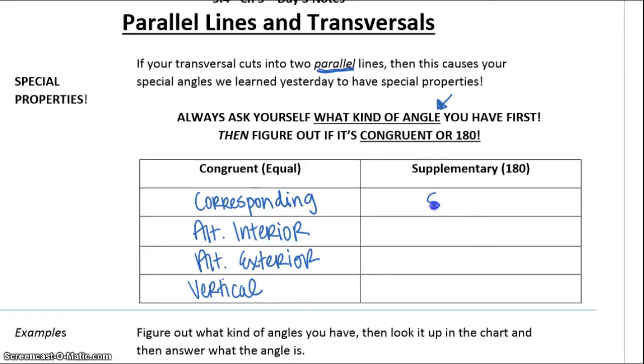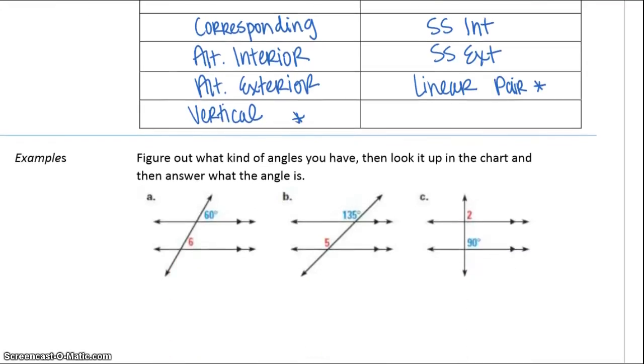So that leaves us with same side interior here. Gotta learn how to spell there. Same side interior here and same side exterior over here. Okay, those add to 180. And then one thing that they're going to throw at you is a linear pair, but remember, this guy is going to be 180 not because of the transversal and the two parallel lines. They add to 180 because they just do. I mean, they're next to each other, they're supplementary, they add to 180. But they will be throwing those at you, okay? So let's talk about some examples here.